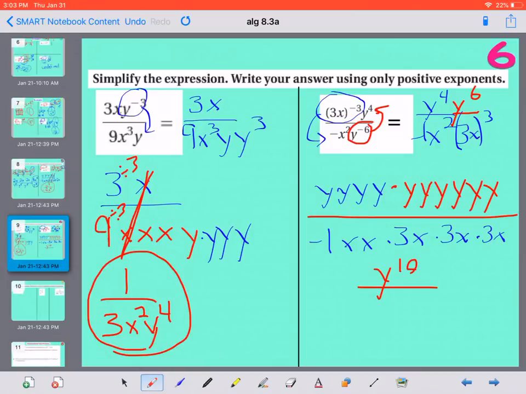Now I can do some multiplying here. Negative 1 times 3 is negative 3, times 3 is negative 9, times 3 is negative 27. And 1, 2, 3, 4, 5 x's.